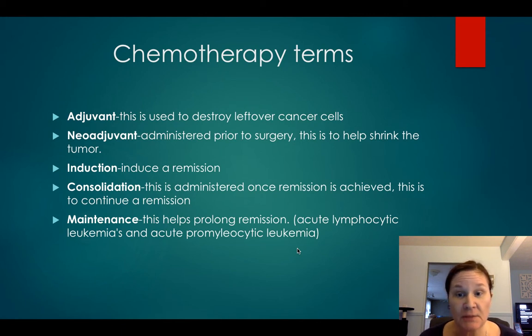So the patient's in remission, but they want to continue remission. They don't want anything coming back. Maintenance is to help prolong remission. This is usually for ALL, AML, APML. They'll continue this for years. I had a patient that has ALL, and I saw him a couple months ago, and he's been receiving the same chemotherapy for probably 5 years now, and it's working for him.